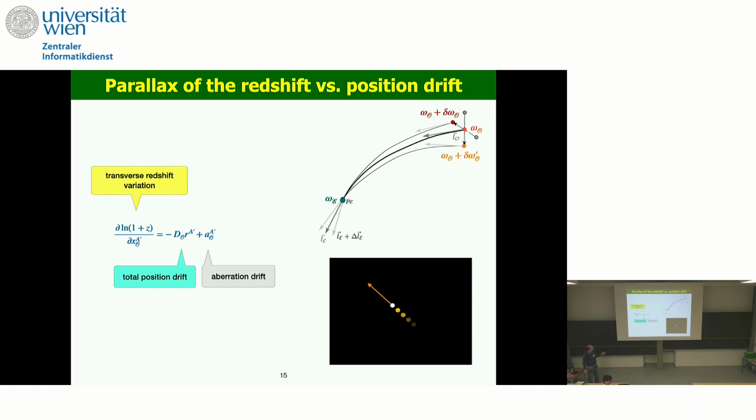And for a non-accelerating observer, for an accelerating observer, you also need to subtract the aberration drift, so the effect of aberration, simply because this guy is accelerating. But for a geodesic one, there's an exact relation between the total position drift or proper motion on the sky and this, what we call parallax of the redshift. We did not expect this to happen.